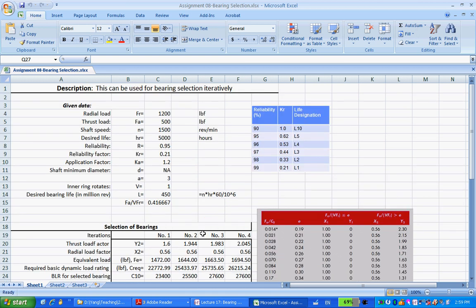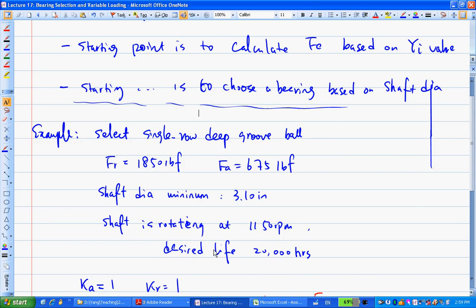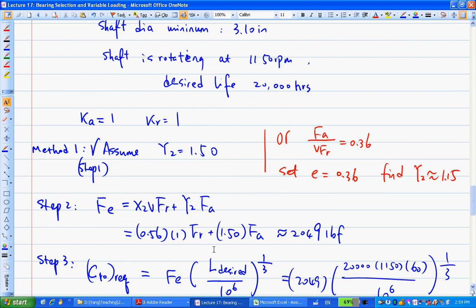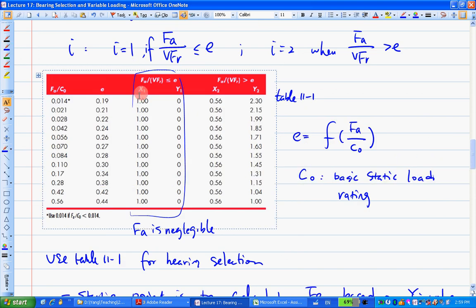Actually, you can also use this for the radial load, because the formula for combined loading in here is this one here. For the radial load, you don't have this term; you just have the first term. And when you look at the table here, when it's the radial load, the X1 is always 1. So the same formula applies.